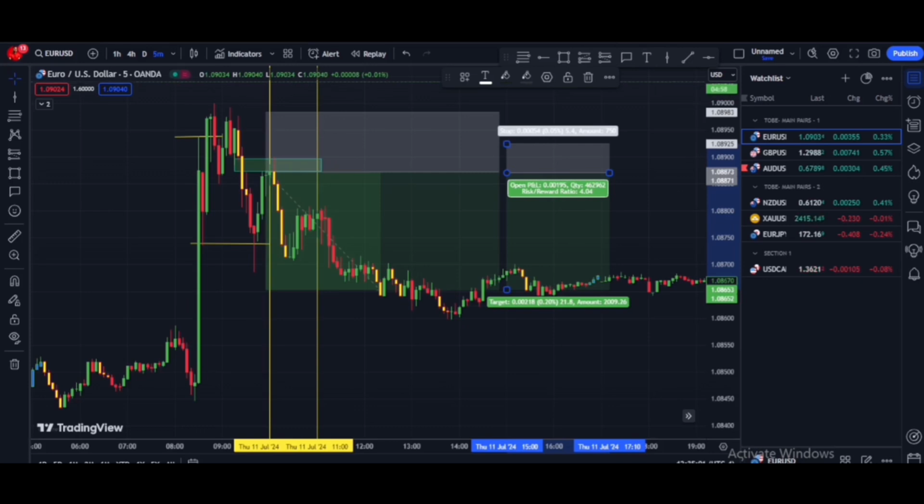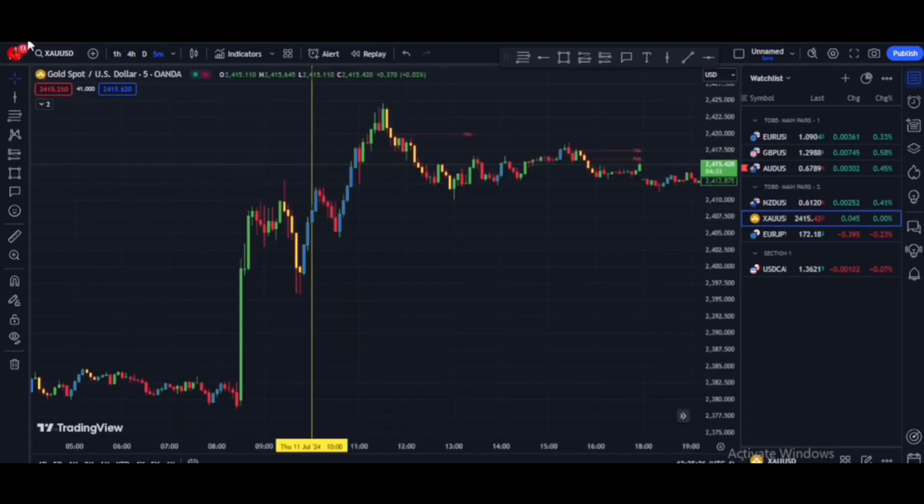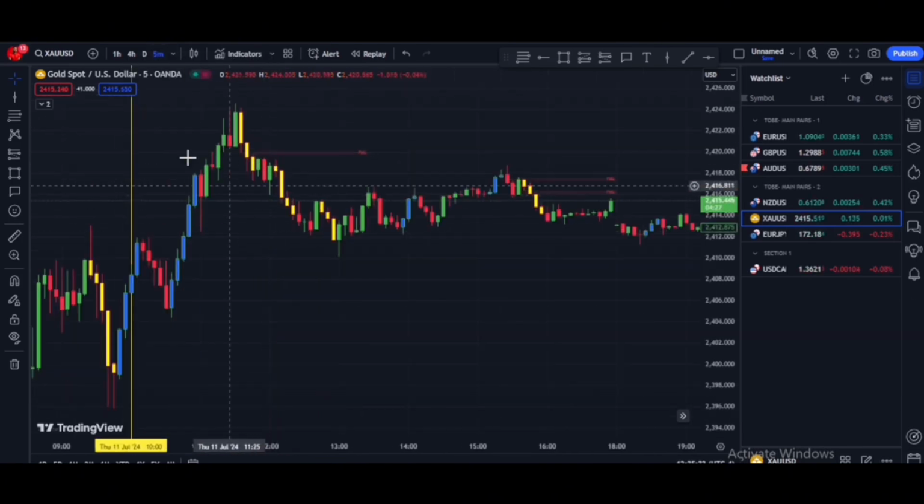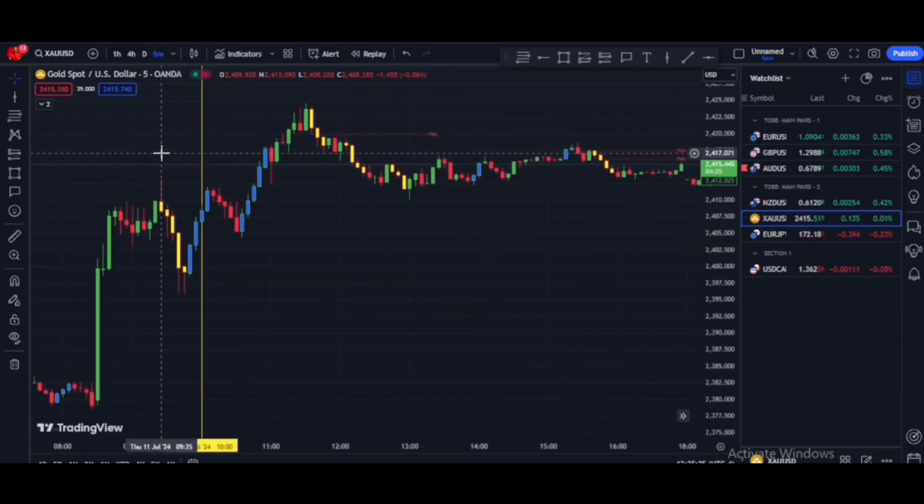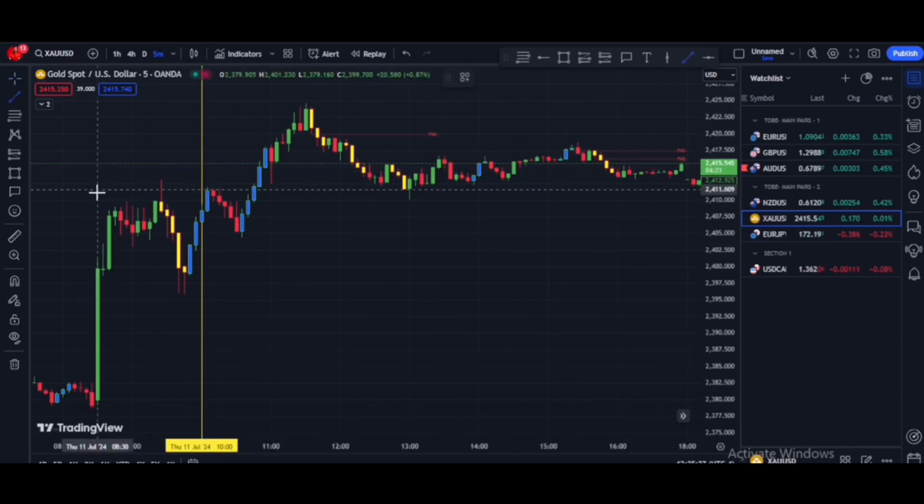All right, so let me quickly show you one more example so that you guys can get the gist of this silver bullet strategy. This is gold, XAU USD, on the 5-minute time frame. I recommend you use this strategy on the 5-minute time frame. And as you can clearly see, the most recent grab of liquidity happened around this point. But there's a reason why I wouldn't use this.